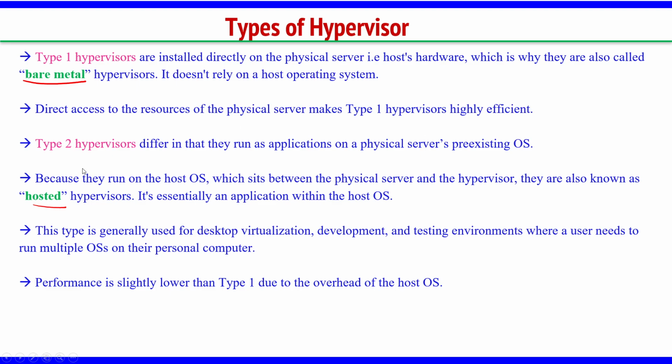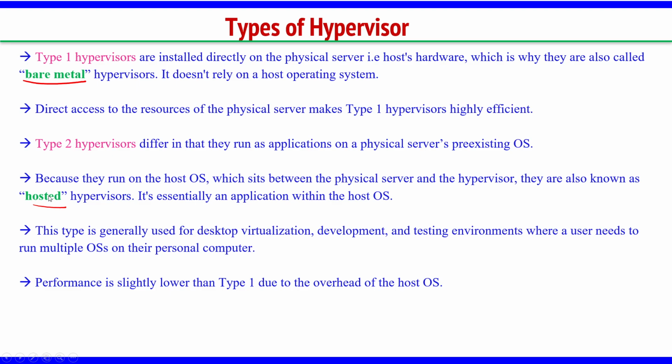Okay, type 2 is different, because they run as applications on a physical server's pre-existing OS. It is like installing some software on your laptop which already has an OS. Because they run on the host OS, they sit between the physical server and the hypervisor. That's why they are known as hosted hypervisors. It is essentially an application within the host OS, right?